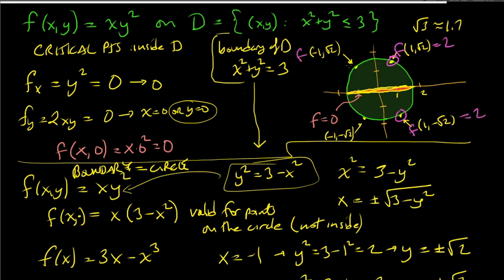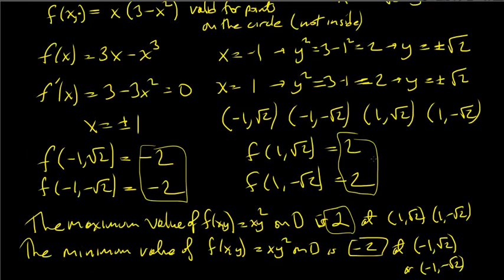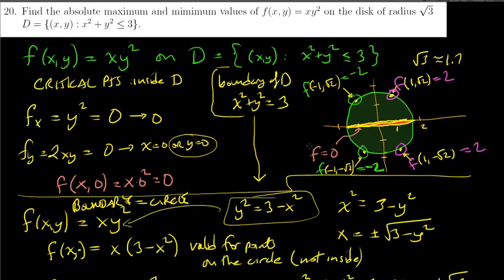And at, oops, I should use a different color here. How about green? So at this point and this point, f is going to be -2, and same thing here. Okay, so that does it. Maximum value is 2, the minimum value is -2.